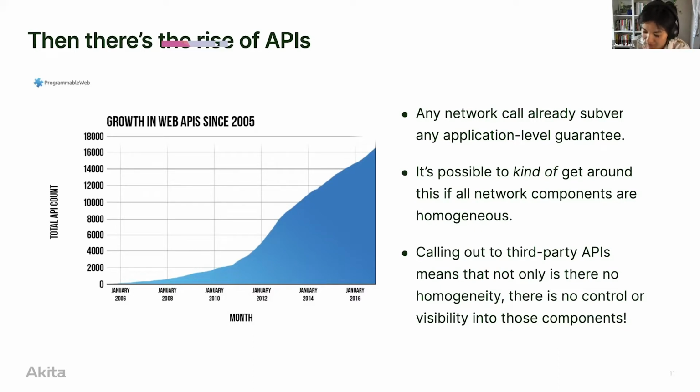It's possible to get around all this if all of your network components are homogeneous. Let's say I have a bunch of microservices, but all of them are written in Rust, or this Rust-plus thing where we have properties everywhere. Sure, network calls aren't typed, but if we know the types everywhere, we can marshal and unmarshal things in a typed way. That's fine. But the minute you have third-party APIs, these are black boxes. There's no guarantee of homogeneity.